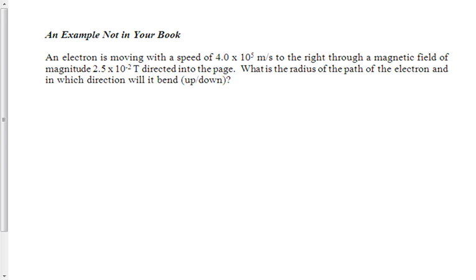I'm going to ask you to copy up the question here so that you have it. It says an electron is moving at the speed of 4 times 10 to the 5 to the right through a magnetic field that's directed into the page. Those are perpendicular, right? That means everything we've learned so far is valid. What's the radius of the path of the electron and which direction will it bend? Here's my speed. Here's my magnetic field strength. We've got the charge and the mass of the electron if we look on our data sheet. We want to find r.